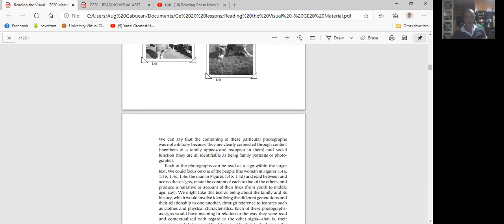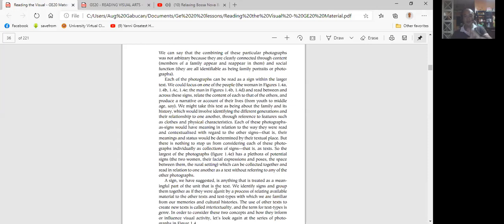We can say that combining these particular photographs was not arbitrary because they are clearly connected through content. You see members of a family appear and reappear in them. There is also a social function. They are all identifiable as family portraits or photographs. So each of the photographs can be read as a sign within the larger text. We can focus on one of the people, for example the woman in the figure. You can read across these things, and if you look at them together, that's intertexting.